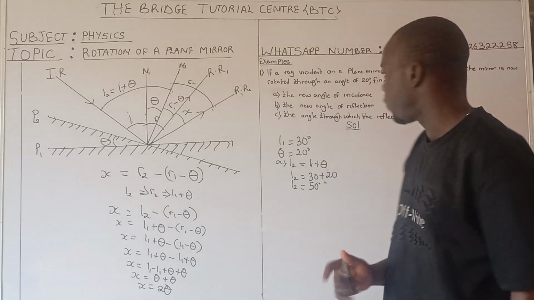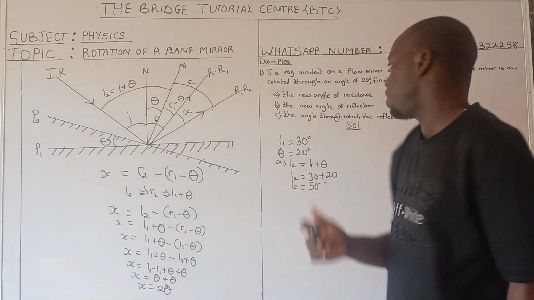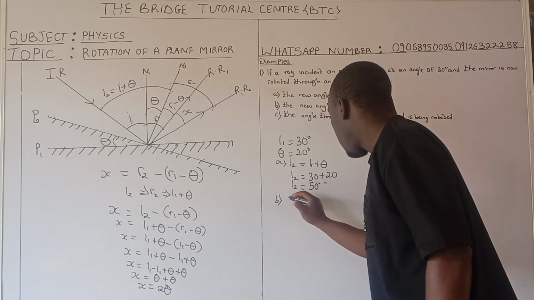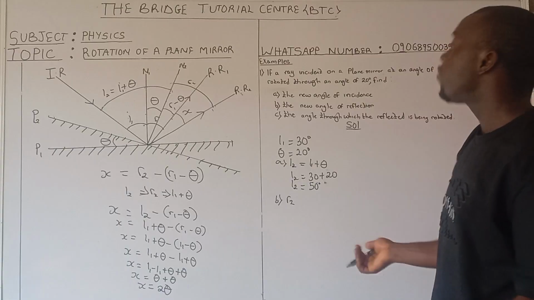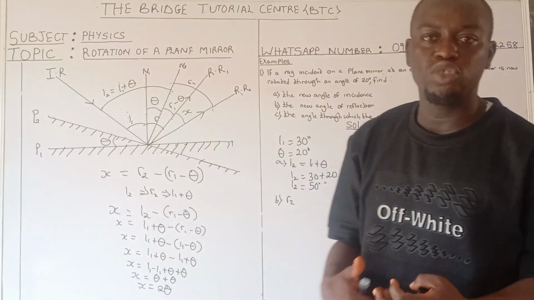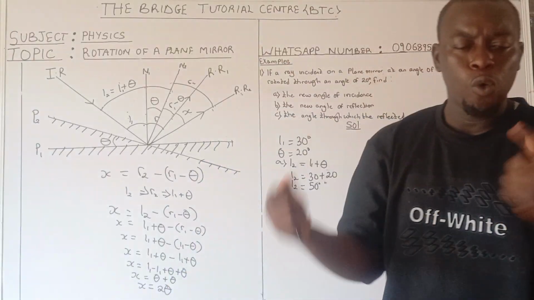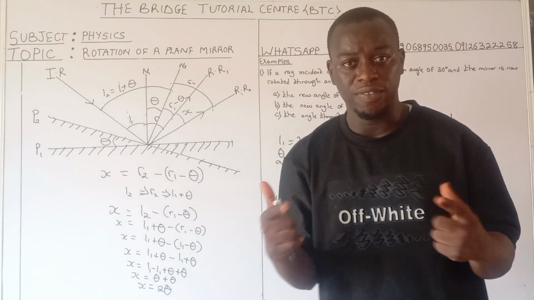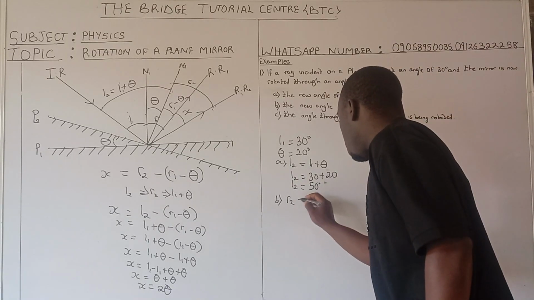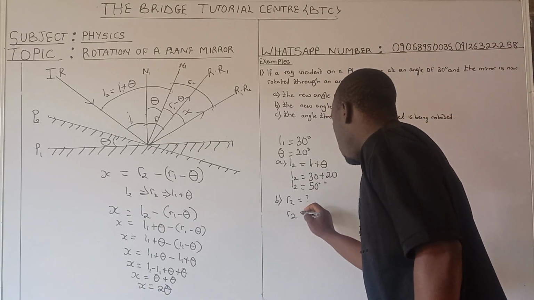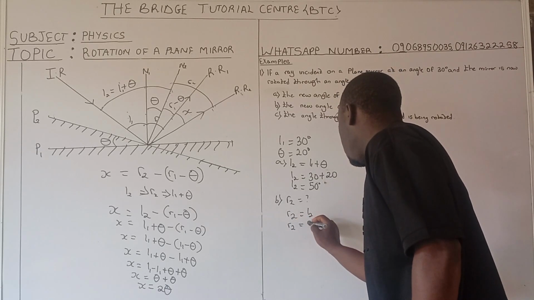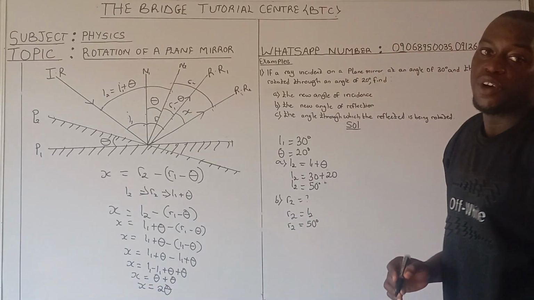So what about the second question, the new angle of reflection? We have our R2. We can do it in different ways, but the simplest one is that we all know that whenever you are talking about reflection from a plane mirror, the angle of incidence must equal the angle of reflection. So our I2 must equal R2. Hence, our R2 must equal I2, which is 50 degrees. That's for the second question.